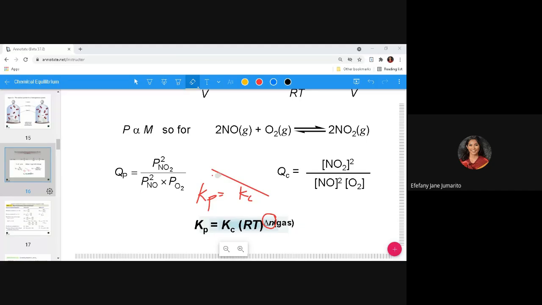Relate pressure and concentration. So when we have the gas law, PV equals nRT, di ba? Because PV equals nRT.